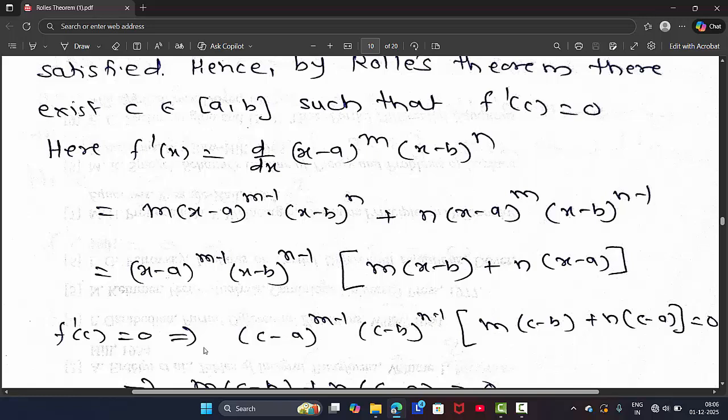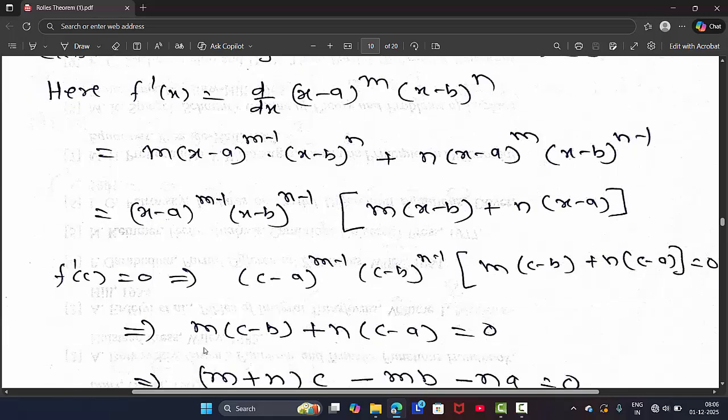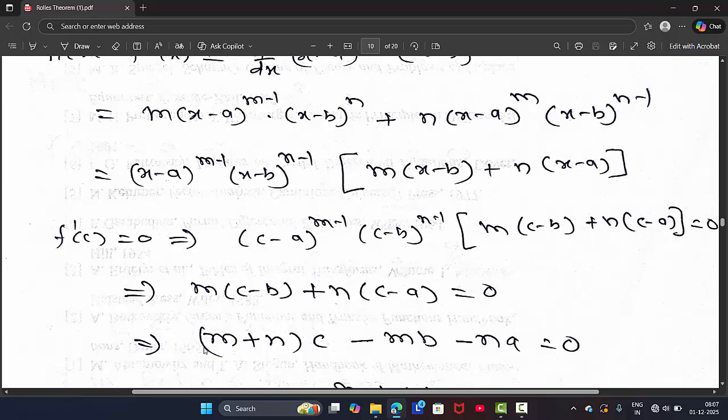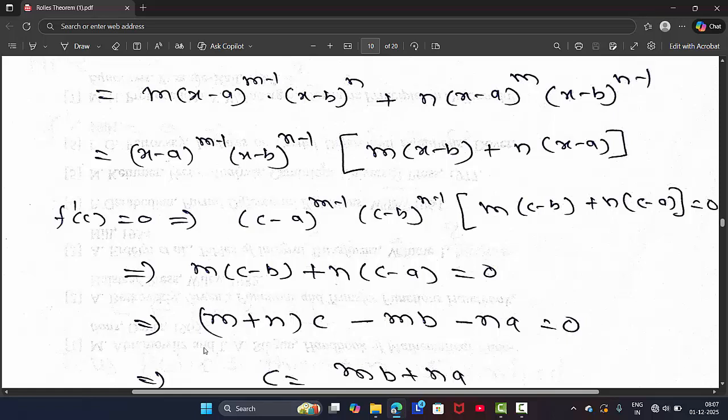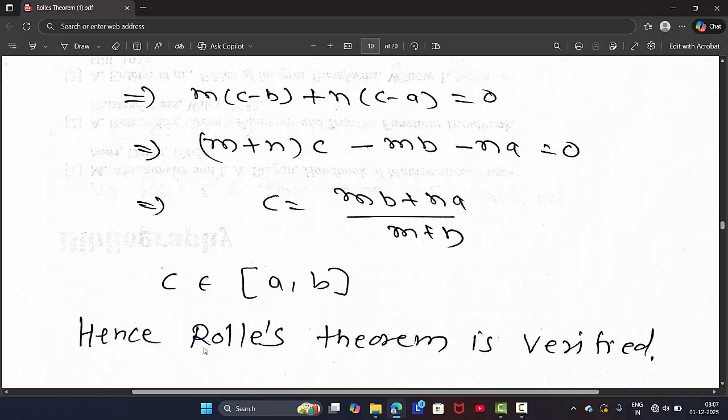And if we put this value of f dash x into f dash c equal to 0, I will get c minus a raised to m minus 1, c minus b raised to n minus 1 into m into c minus b plus n into c minus a equal to 0, which implies that m into c minus b plus n into c minus a equal to 0. From this, m plus n into c minus mb minus na equal to 0, and this gives us c equal to mb plus na divided by m plus n. Thus, c belongs to closed interval ab and hence Rolle's theorem is verified.